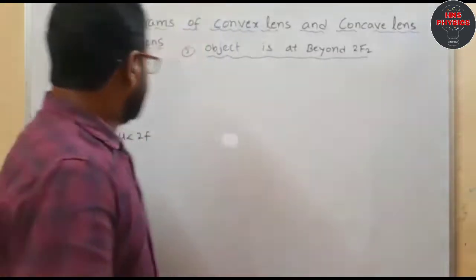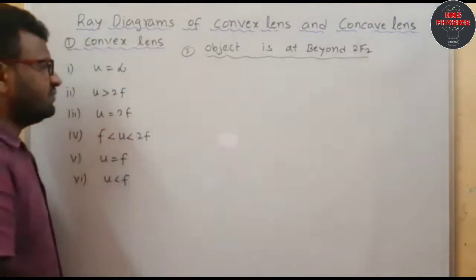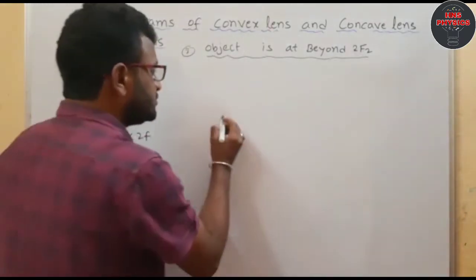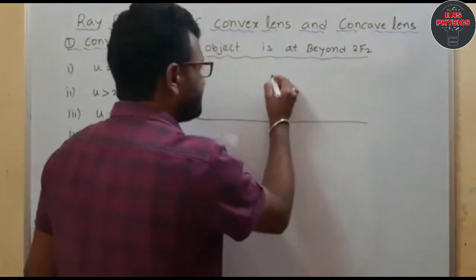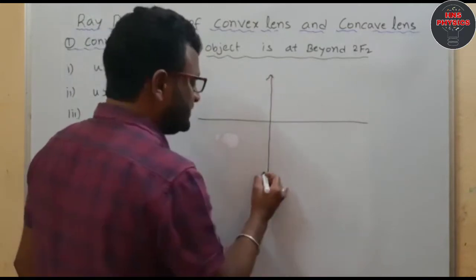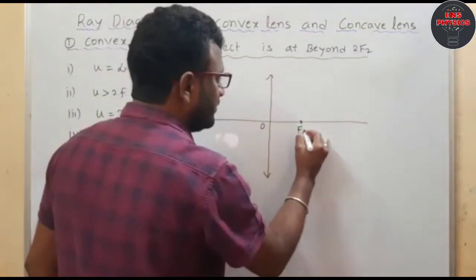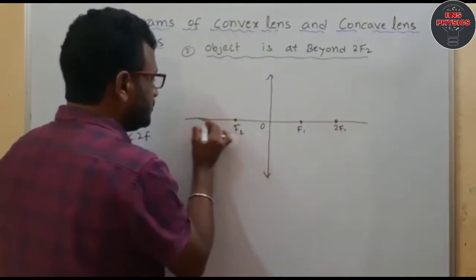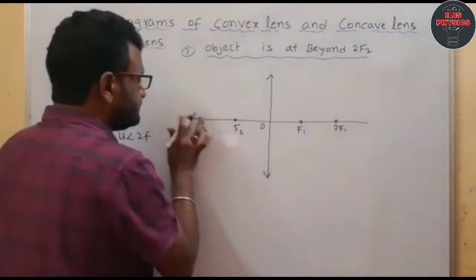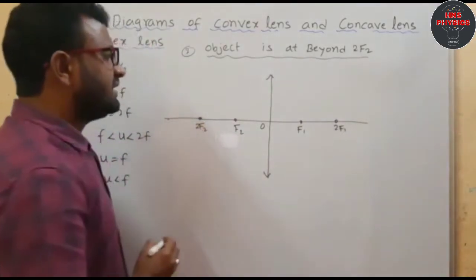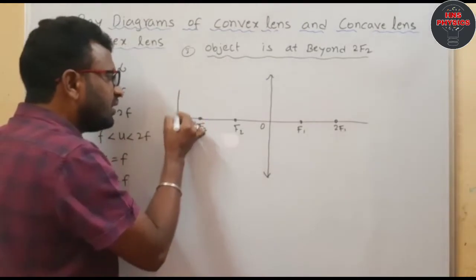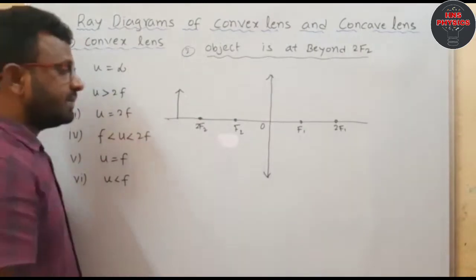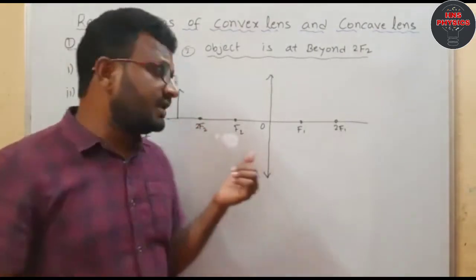Come to the second one. Here the object is greater than 2f. Greater than 2f means your object is placed behind 2f2. So again here I am taking a convex lens: optic center, f1 and 2f1, and f2 and 2f2. Now the object is placed behind 2f2. This is the object position, u greater than 2f. That means the object distance is greater than 2f2.